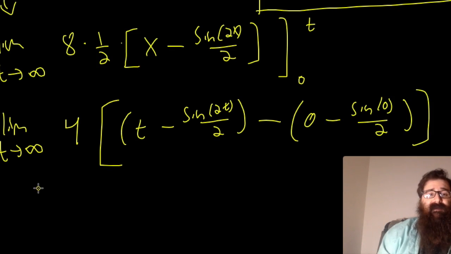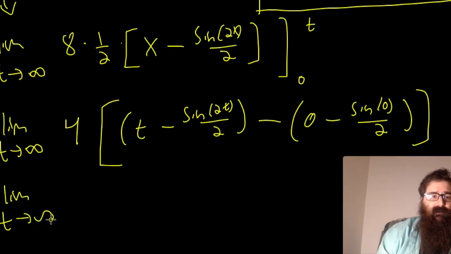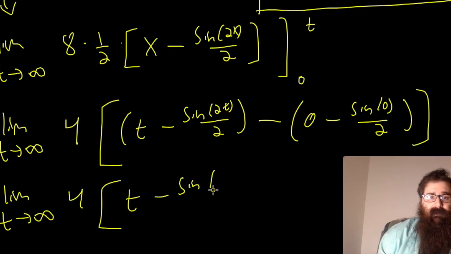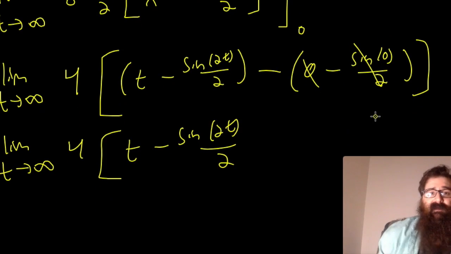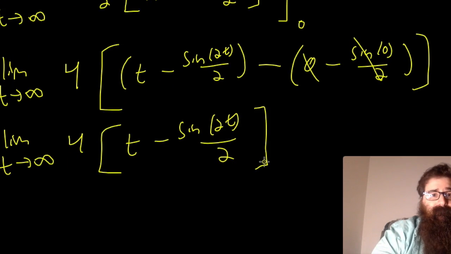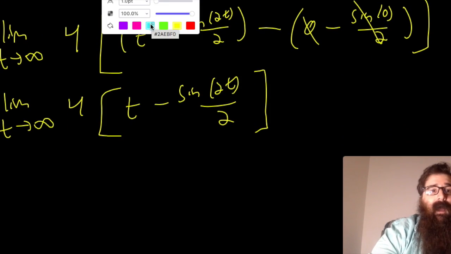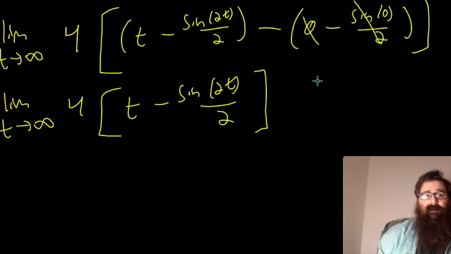And I can evaluate this as much as I can before I take the limit. So we'll say limit as t goes to infinity, I have 4 times. I can't do anything with the t terms yet. That's t minus sine of 2t over 2. But the rest of these terms, 0 is 0, so that's gone. Sine of 0 is 0. 0 divided by 2 is 0. That's gone. So I really just have minus 0, which means I'm really just left with this upper bound evaluation. And now I really don't have anything else to do other than to talk about these limits.